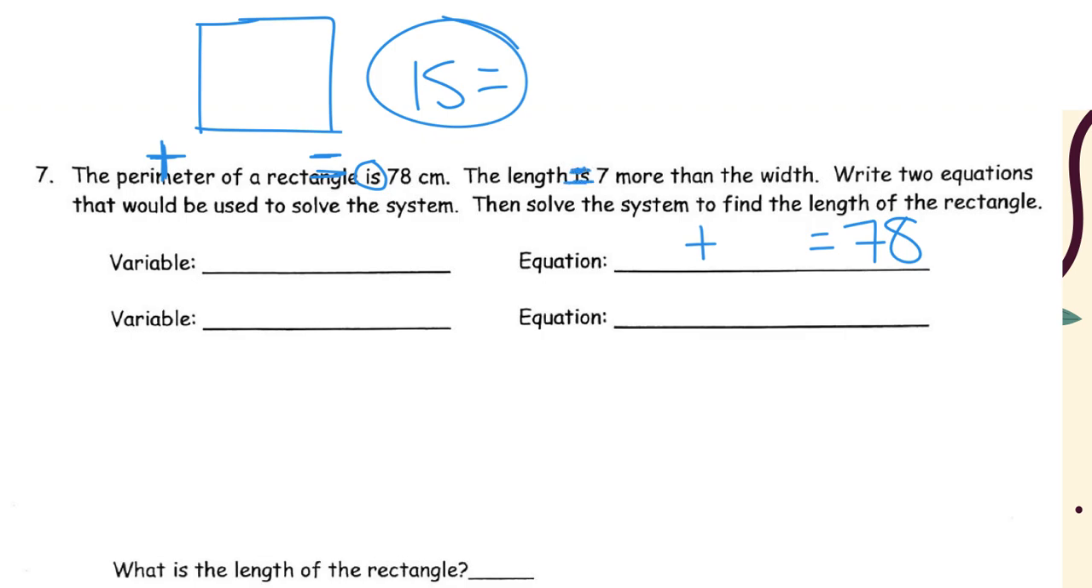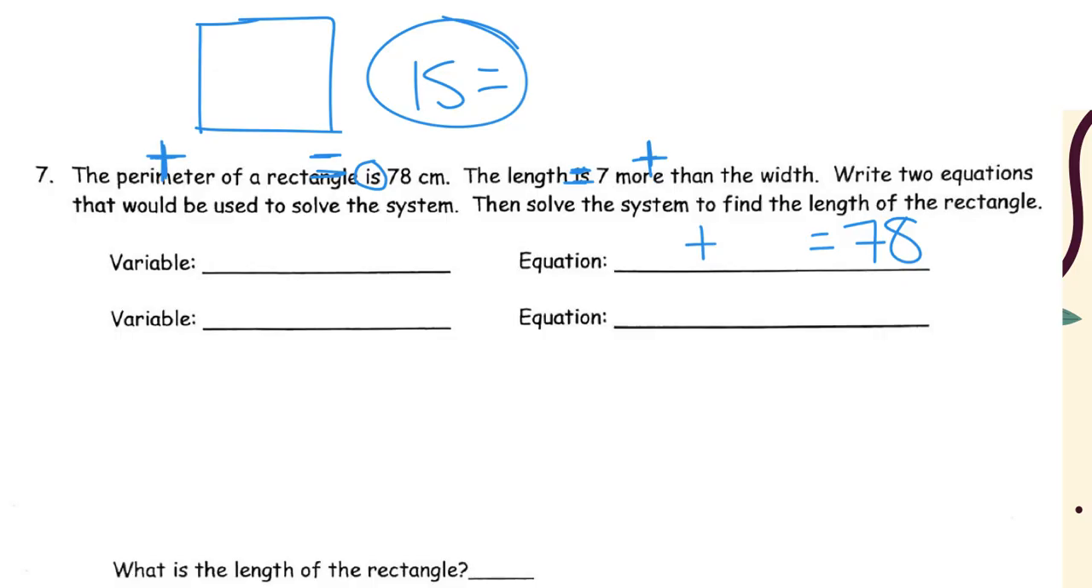Is 7 more. What does more mean? Adding, yeah, I heard someone say it. 7 more than the width. Blah, blah, blah. Okay. Let's actually focus on this second sentence right here.